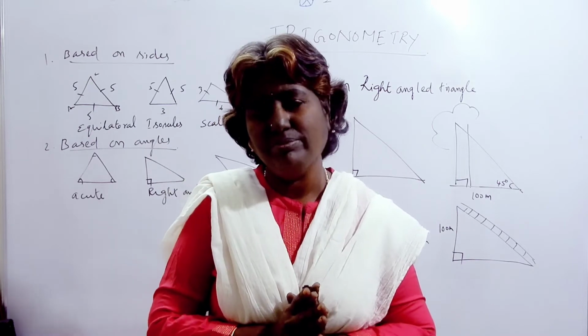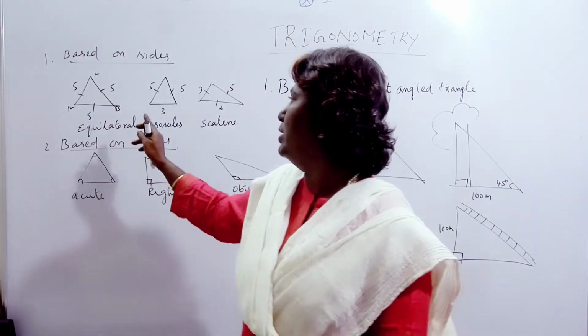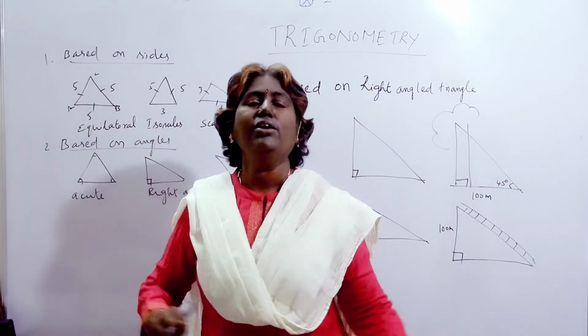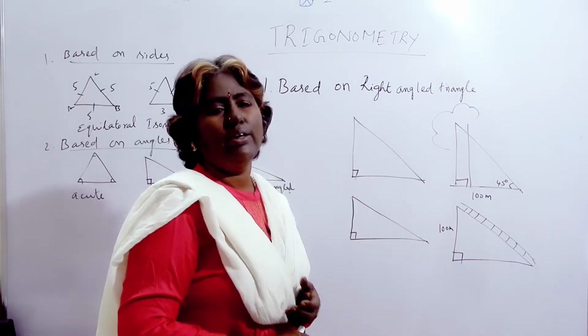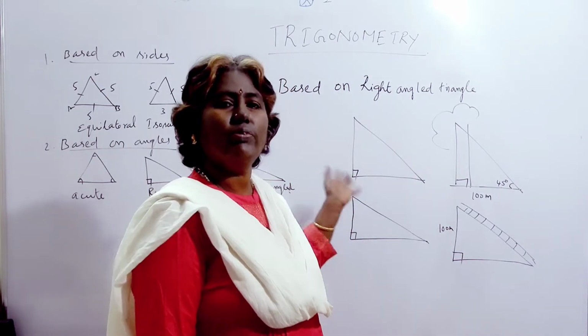So in all these six types, which triangle are we going to make use of? Can you guess now? Yes, it is only the right angle triangle. So we are going to make use of the right angle triangle only for the chapter trigonometry. Why did they use the right angle triangle? Can you make use of any other triangle?